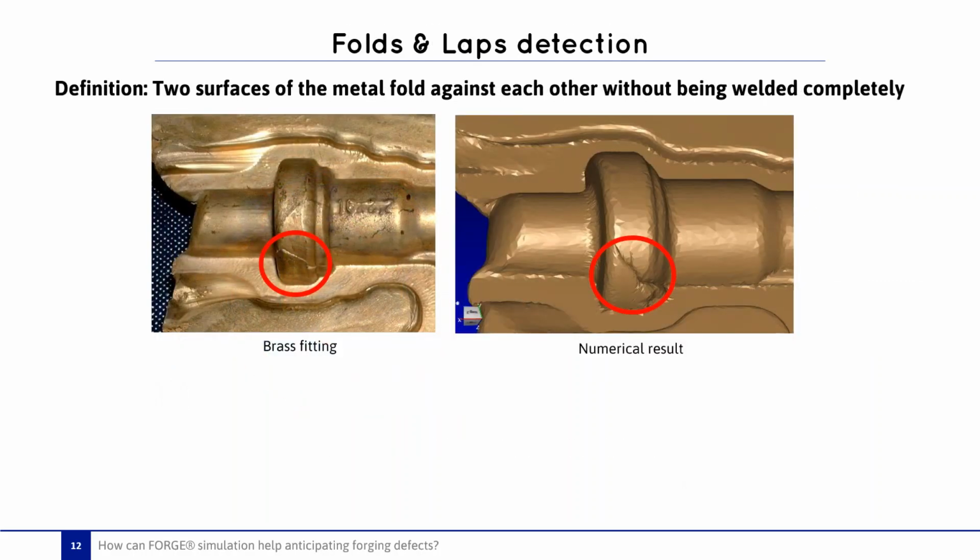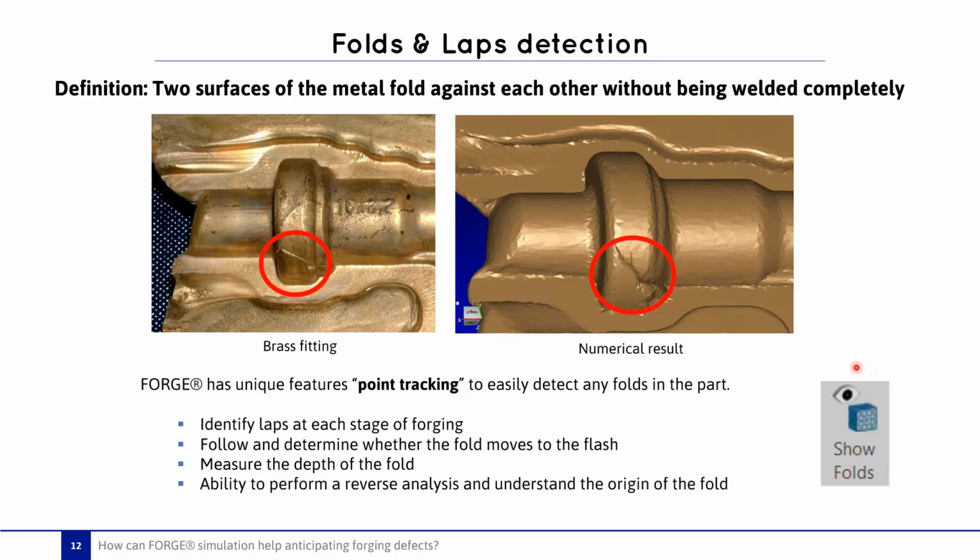Let's talk about another defect, faults and laps detection. Faults and laps defects appear when two surfaces of the metal, against each other and being welded, are not welded completely, like we see in this image. Here, a case of a brass fitting is presented. We see how the simulation can predict this defect. To the left we have the experimental results, and to the right we have the numerical result.